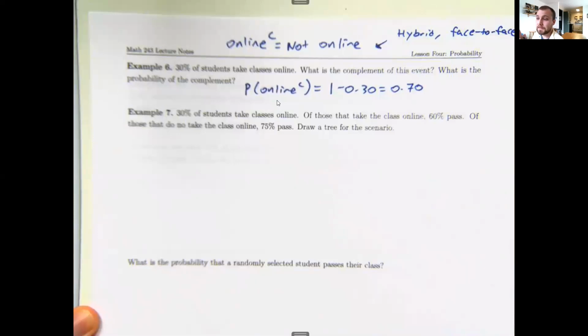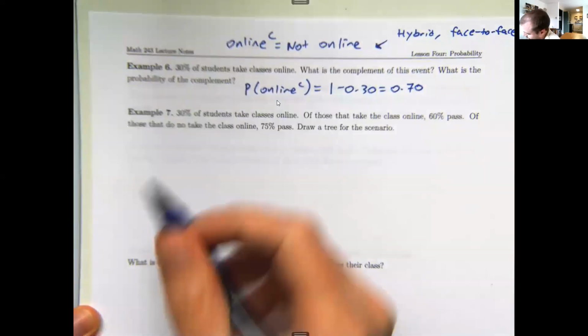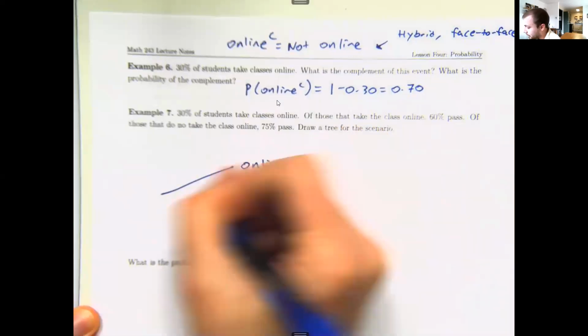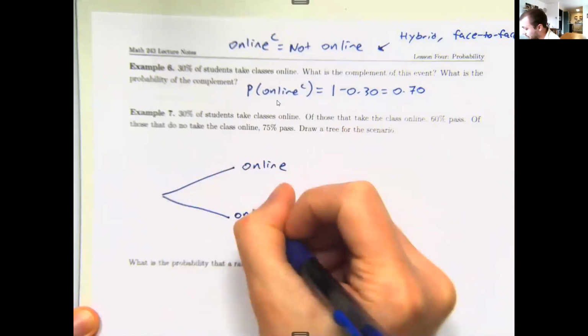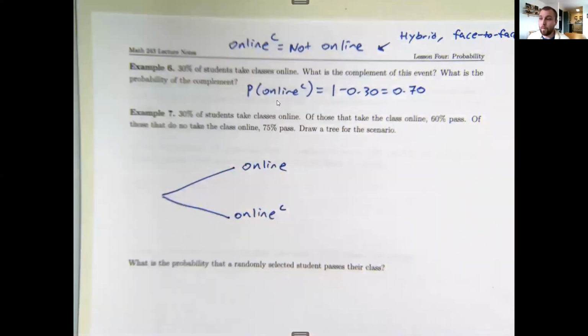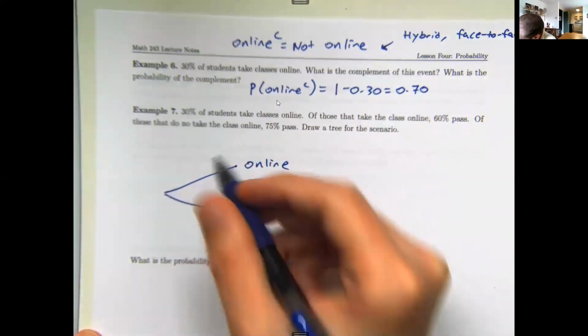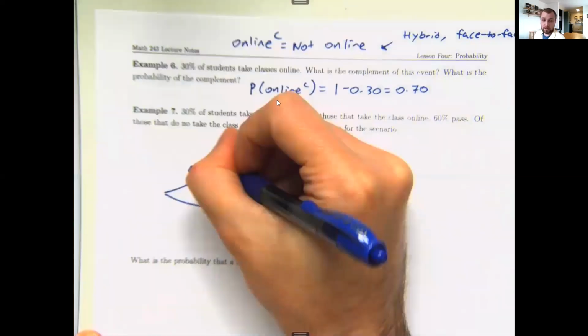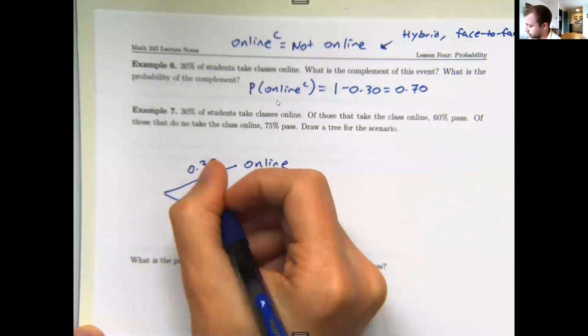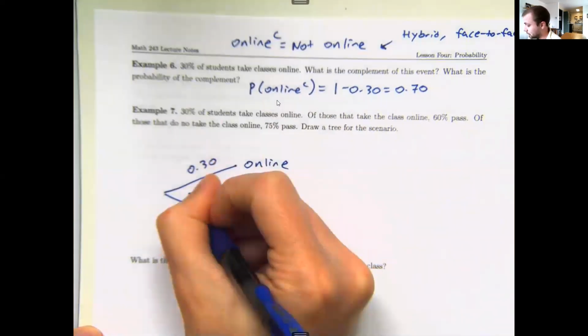I see two events in this sequence. So first thing, the student signs up for the class. So the first step in this sequence is they've decided to either take the class online or not online. 30% take the class online, which means the rest of them, the sets of branches add up to 100, do not.